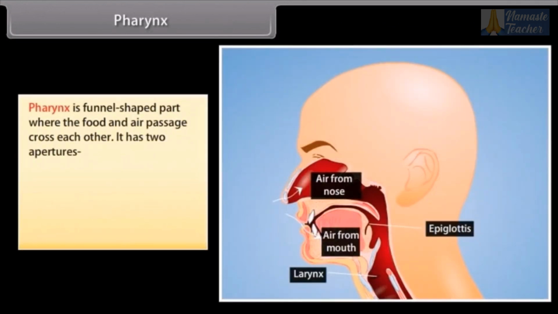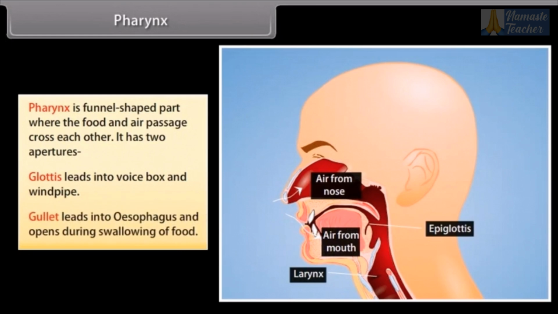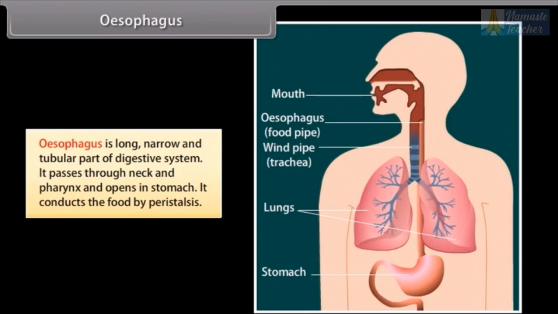Pharynx is a funnel-shaped part where the food and air passage cross each other. It has 2 apertures. Glottis leads into voice box and windpipe. Gullet leads into esophagus and opens during swallowing of food. Esophagus. Esophagus is a long, narrow and tubular part of the digestive system. It passes through the neck and pharynx and opens in the stomach. It conducts the food by peristalsis.